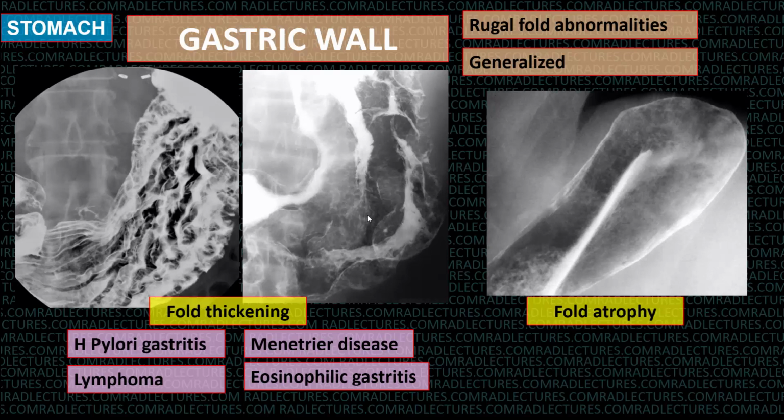Now, the other generalized abnormality of the rugal folds can be fold atrophy, in which case the folds are completely gone. In this case, you can see in the fundus there are no folds at all, and there is complete atrophy of the folds. So generalized fold abnormalities can be fold thickening or fold atrophy. Now, fold atrophy occurs in atrophic gastritis, which also occurs in pernicious anemia.